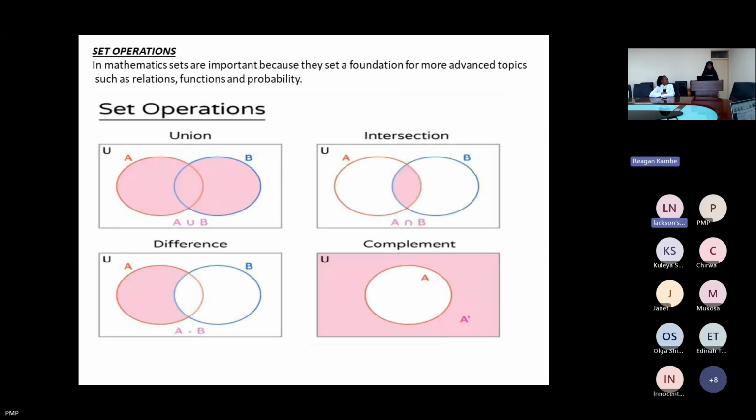Set operations. In mathematics, sets are important because they set the foundation for advanced topics such as relations, functions, and probability. Set operations include union, intersection, difference, and complement, as you can see.